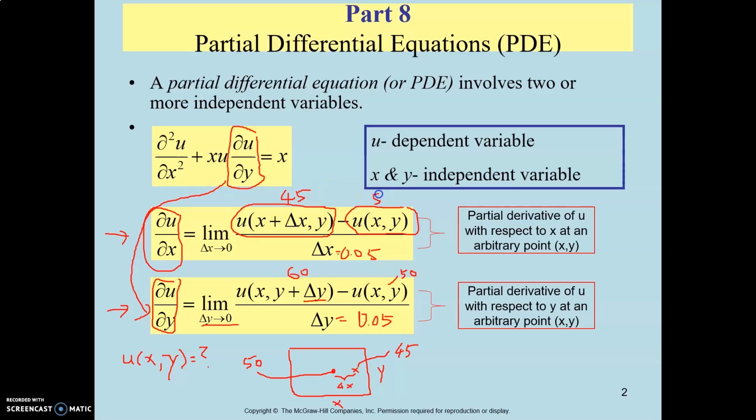So 45 minus 50, you get -5 divided by 0.05. This is the approximation result for delta U over delta X. The approximate symbol is like this, so we don't have the equal. Why? Because in actual, this limit cannot be achieved. We cannot get the delta X exactly equal to 0. When delta X is exactly equal to 0, then this can be equal. But since it only approaches 0, we can only have an approximation here.